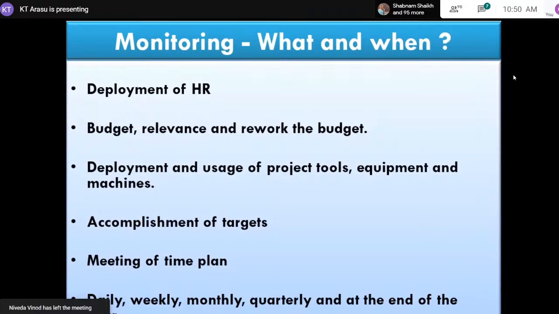So, okay, next is what and when. What we have to do is deployment of human resources, budget, the usage of project tools, all these things you have to do. Accomplishment of targets, meeting the time plan: daily, weekly, monthly, quarterly, end of the year. You have to do these on time, and also the targets.